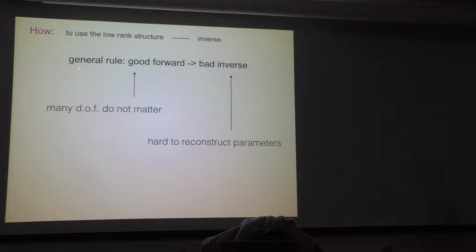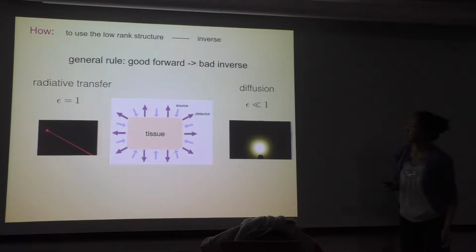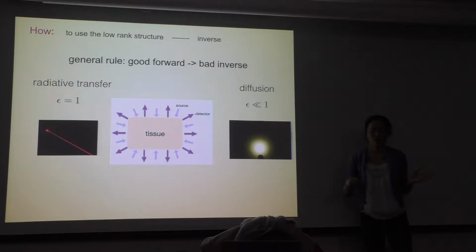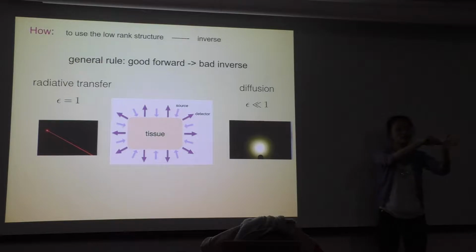You can throw away all the details, but in the inverse setting, you do need those details to reconstruct your parameters. So in our case, let's come back to the radiative transfer equation and the diffusion equation. Radiative transfer equation means your Knudsen number, roughly speaking, is order 1. And the diffusion equation means your Knudsen number is extremely small, and you have the comparison between the laser light and the flashlight. Now imagine you have this light source, and you want to shine it on my hand, and I want to take a picture of my hand.